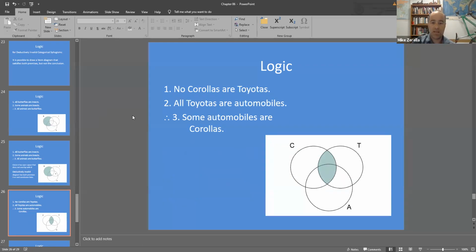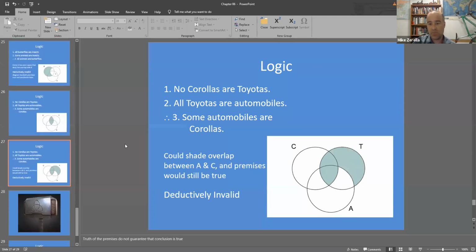Okay, let's look at the car example now. No Corollas are Toyotas. So the part of overlap between Corollas and Toyotas is shaded out. Nothing can belong there. So no Corollas are Toyotas. Then all Toyotas are automobiles. Well, then we're going to have to shade out the part of the Toyotas circle that does not overlap with the automobiles. Then, so that satisfies the premises.